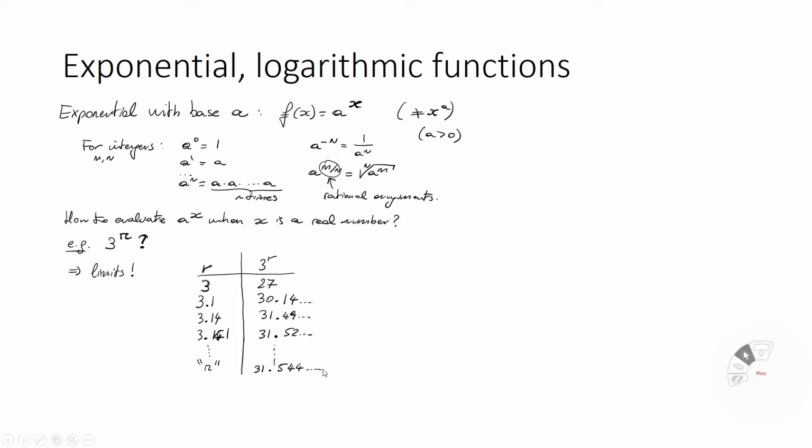So you see, in the first iteration, we get none of the digits right. In the second, we have 1 digit, then 2 digits, 3 digits, and we get closer and closer to the actual value. So here what we end up doing is we compute 3 to the power pi as the limit as r goes to pi, with r rational, of 3 to the power r.